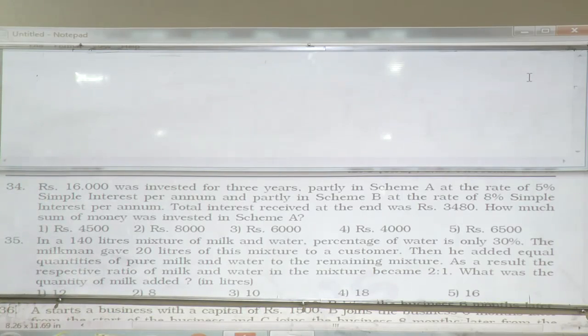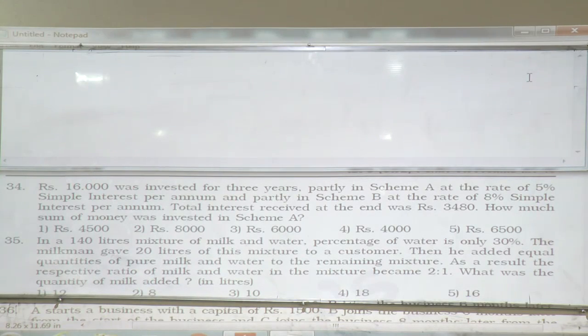16,000 rupees was invested for 3 years, partly in scheme A at the rate of 5% simple interest per annum, and partly in scheme B at the rate of 8% simple interest per annum. The total interest received at the end of 3 years was 3,480. How much sum of money was invested in scheme A?